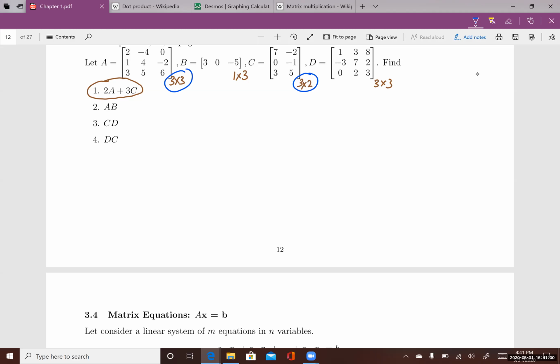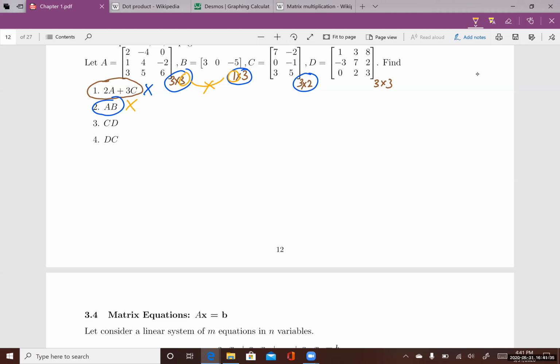Sometimes you can multiply matrices, but you cannot add or subtract them. So the first expression is not doable. How about A times B? A has the dimensions of 3 by 3, and B has the dimensions of 1 by 3. You can look at the inner dimensions here, they're not the same. If they're not the same, then this matrix multiplication cannot be done.